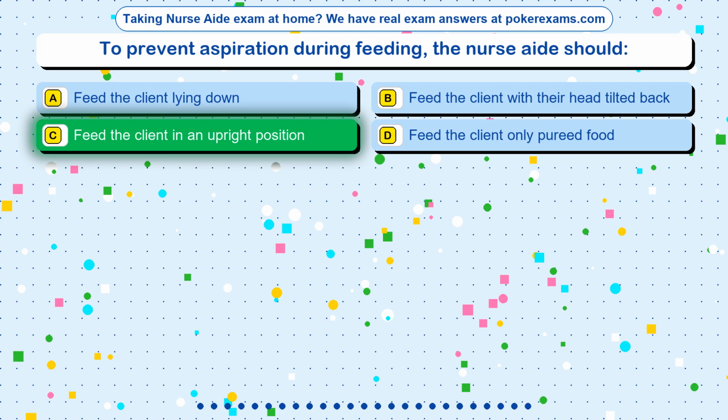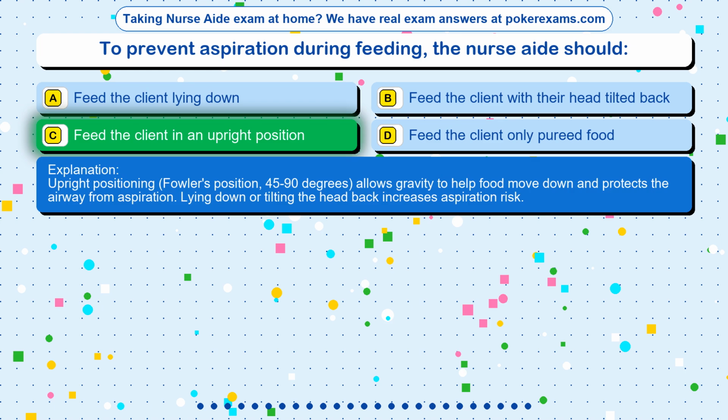The correct answer is option C. Feed the client in an upright position. Upright positioning, Fowler's position, 45 to 90 degrees, allows gravity to help food move down and protects the airway from aspiration. Lying down or tilting the head back increases aspiration risk.